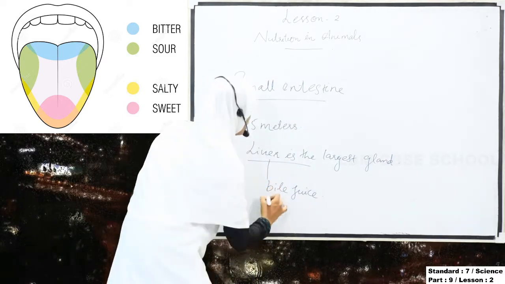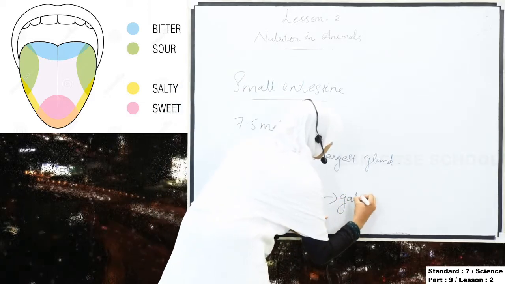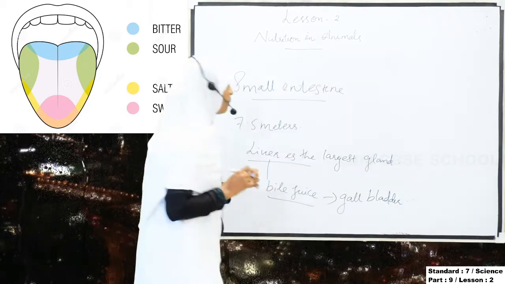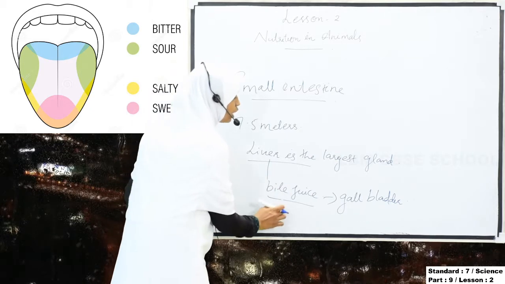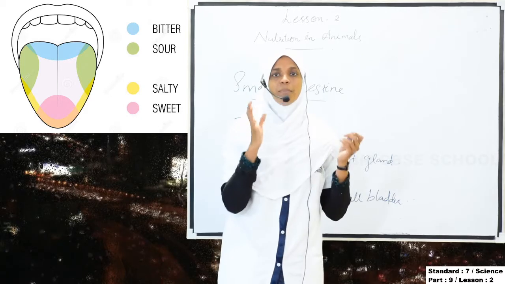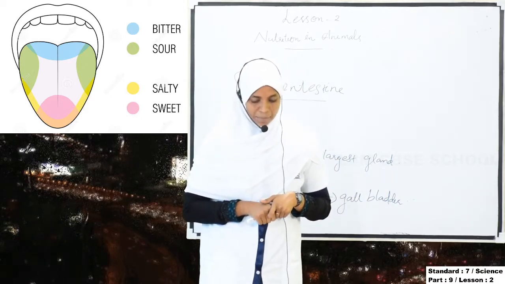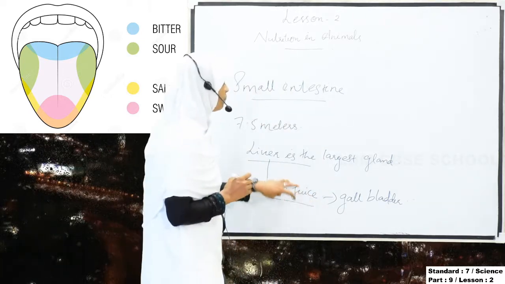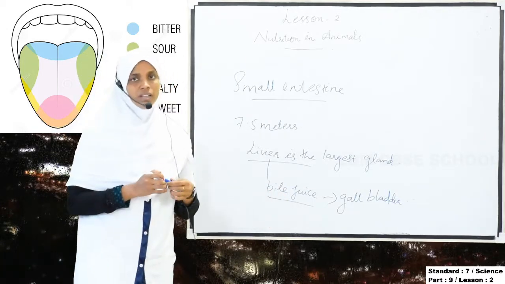And this bile juice is stored where? The bile juice is stored in the gallbladder. The bile juice is secreted by the liver, and this bile juice is stored in the gallbladder. Bile plays an important role in the digestion of fats. This bile has an important role.